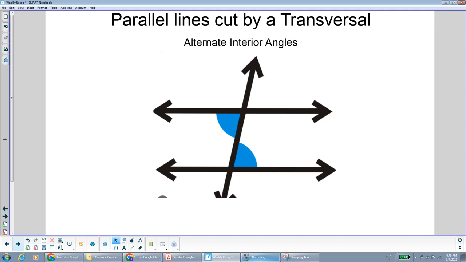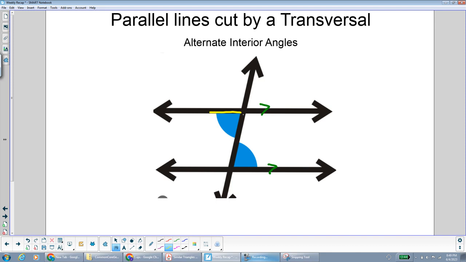Remember that when we have alternate interior angles, we only know that they're congruent when we do have parallel lines cut by a transversal. So we would need to know that the lines are parallel first before we can say that the alternate interior angles are congruent.